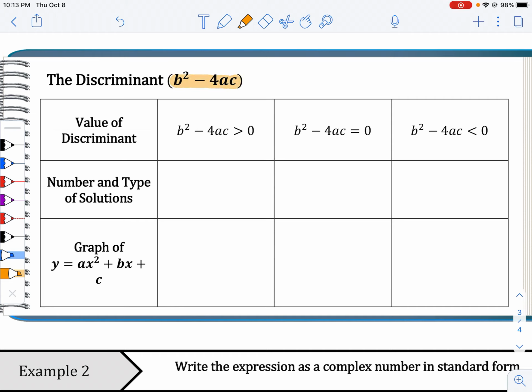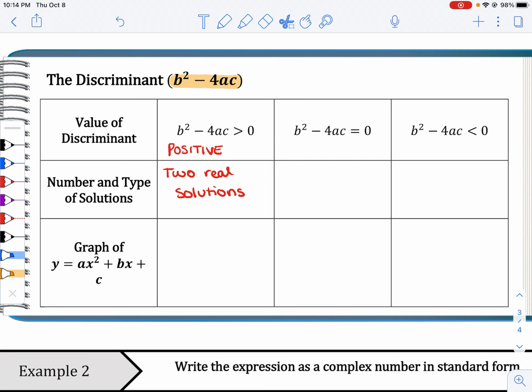You might have noticed yesterday as we were going through that, depending on the sign of your answer, you could kind of tell what kind of answer you had. So the first one, b squared minus 4ac, is greater than 0. So when you have a positive number as your discriminant, a positive number under that square root, the types of solutions you get is two real solutions.